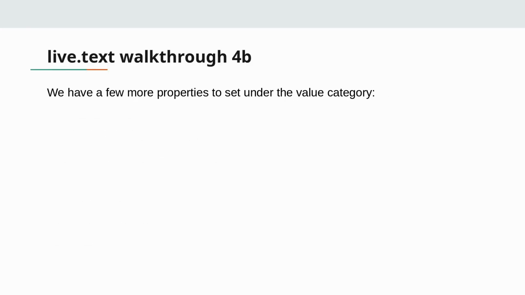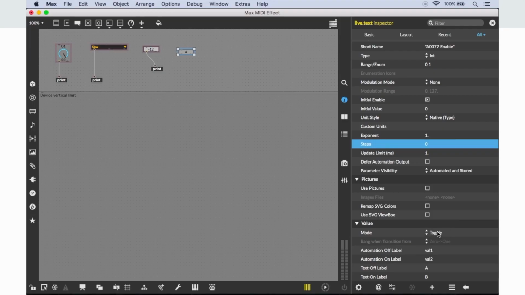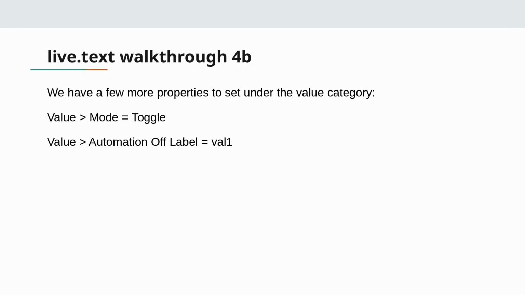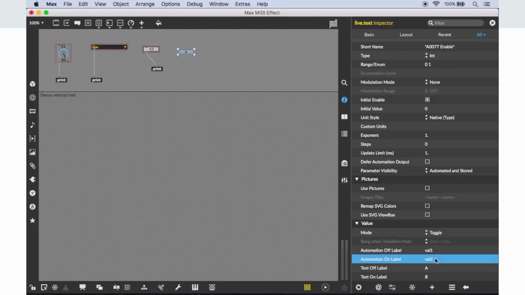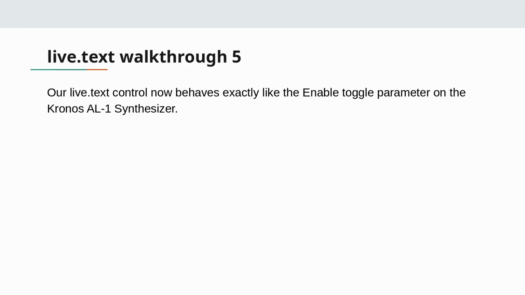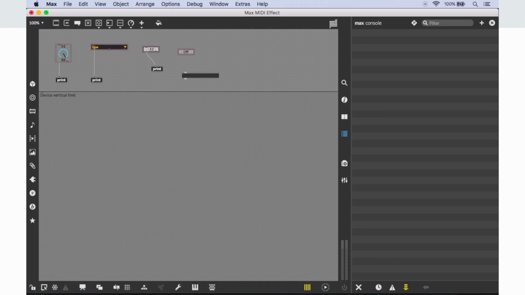We have a few more properties to set under the value category. Value mode: toggle. Value automation off label: val1. Value automation on label: val2. Value text off label: off. Value text on label: on. Our live.text control now behaves exactly like the enable toggle parameter on the Kronos AL1 synthesizer. If we create a print object, we will verify the text object sends out its number values.